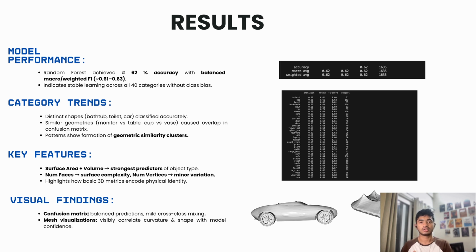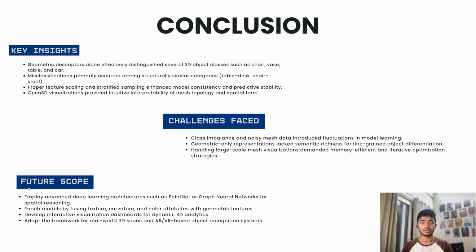Then, the last, the challenges and the future scope of this project, the conclusive part. Like every research project, this one had its challenges. The ModelNet40 dataset is large, and many meshes are noisy or incomplete, leading to inconsistent feature extraction. Class imbalance across categories caused unequal training performance. Since only geometric attributes were used, the model lacked semantic depth. It could not differentiate between objects that are geometrically similar but functionally different.